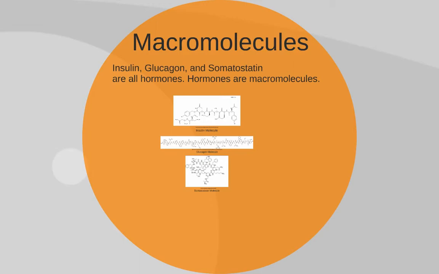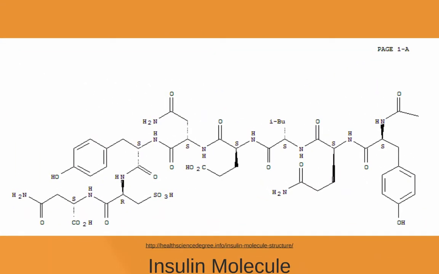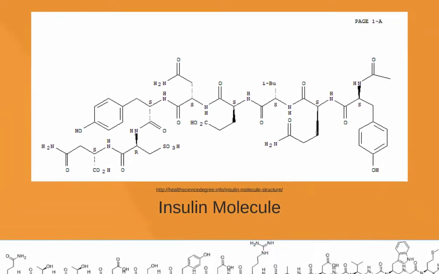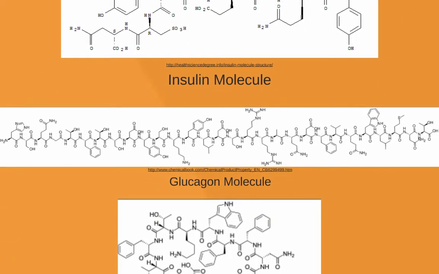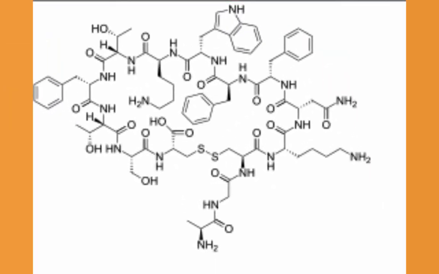Hormones are macromolecules. This is an insulin molecule. There are 3 types of functional groups in this molecule: hydroxyl group, carbonyl group, and amino group. This will be the same for the other 2 molecules as well. This is a glucagon molecule. Notice the same 3 functional groups. This is a somatostatin molecule, also the same 3 functional groups.